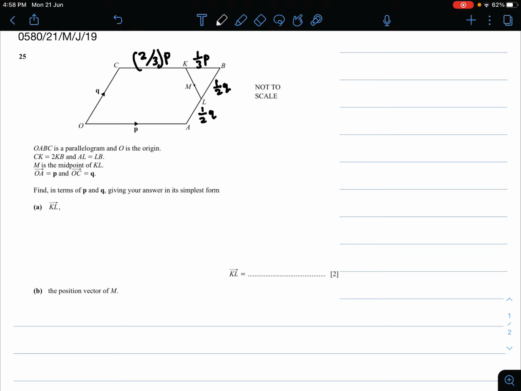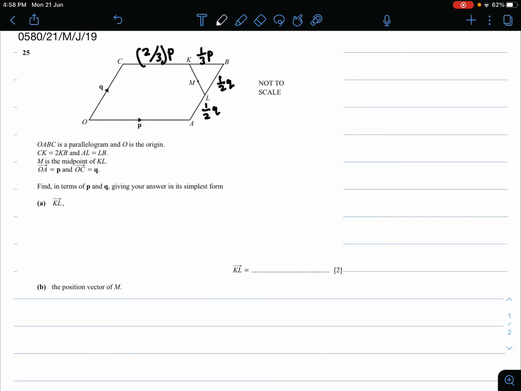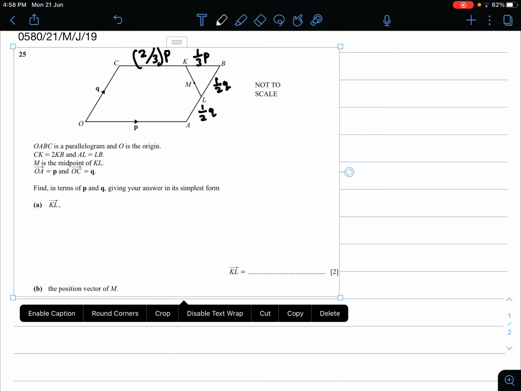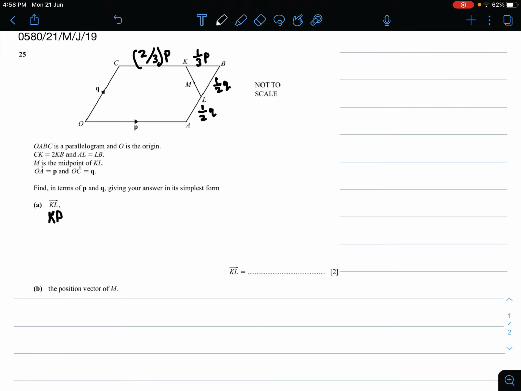KL, the vector KL. How you do that is, you basically just have to work your way from the first letter to the second letter, from K to L. So how you do that is, you first move from K to B. So from vector K to B, plus after K to B, to move to L, you move from B to L. So let's do that. So KB would be 1/3p as we calculated earlier, and BL.